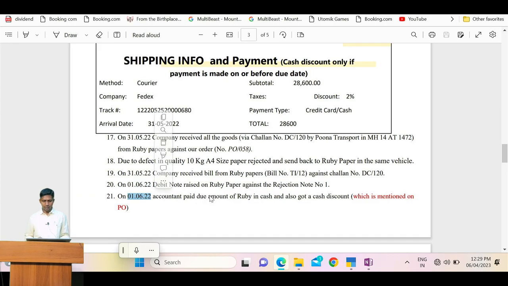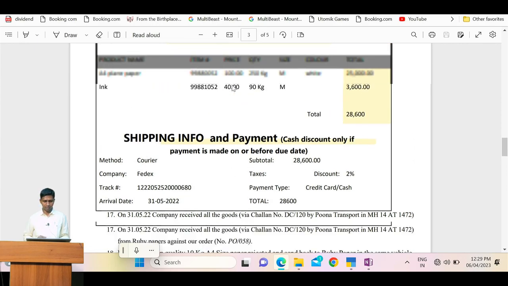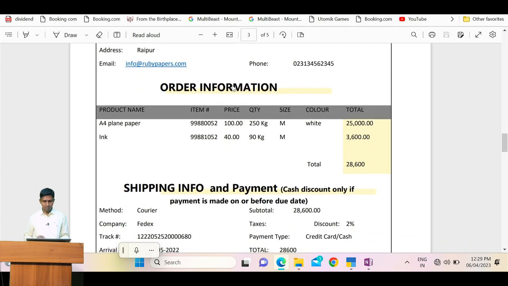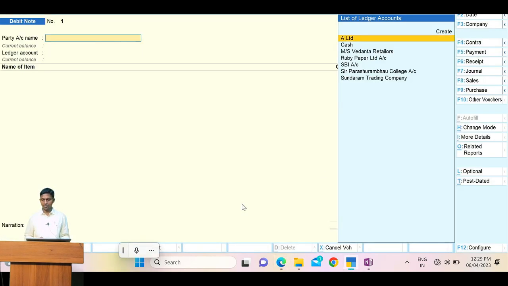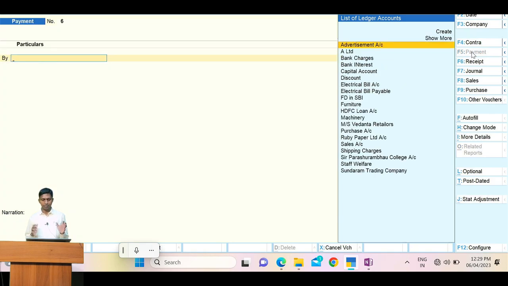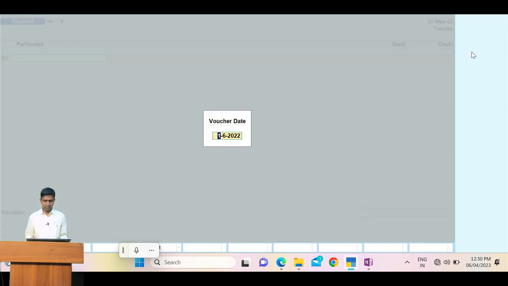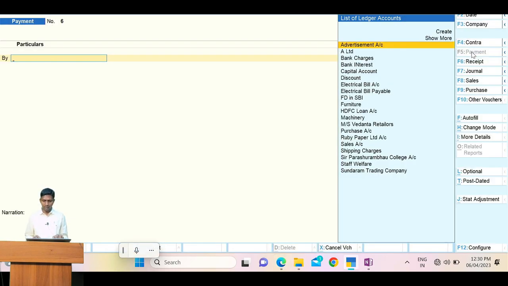And 1-6, we paid amount to Ruby Paper, and immediately we paid 1-1-6. We were required to pay within 1 month, I think so, within 1 month. In cash, and because we paid immediately on 1-6 only, we will get the cash discount. We are paying, therefore which voucher type? Payment voucher type. The base is important, the crux of the transaction is important, that crux will tell you the voucher type. First select the voucher type, then you can select the date on 1-6, then after that you can provide other details, whatever asked by Tally.